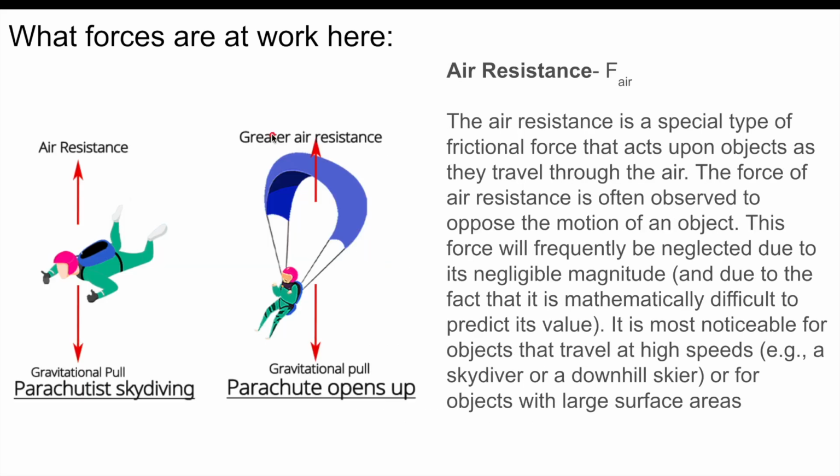Air resistance is a special type of frictional force. This acts as an object is traveling through the air. The force of air resistance is often observed opposed to the object motion. We don't really need to worry about air resistance in a lot of our designs unless you're talking about something that's going to be interacting with the wind, in which case you are going to be dealing with air resistance. Like an umbrella or a wind turbine, these things interact with the wind, and therefore you're going to have to take into account things like the force of air resistance on those particular objects.